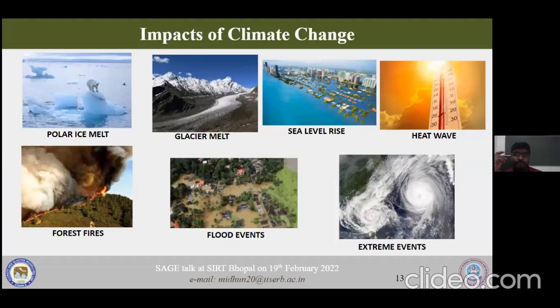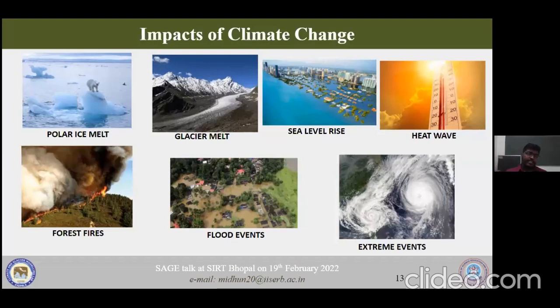Because most of the human living areas come in this range, we are all near the coast, where the population is crowded, and it is essentially going to affect our habitat, right? Then heat waves, forest fires, flood events.